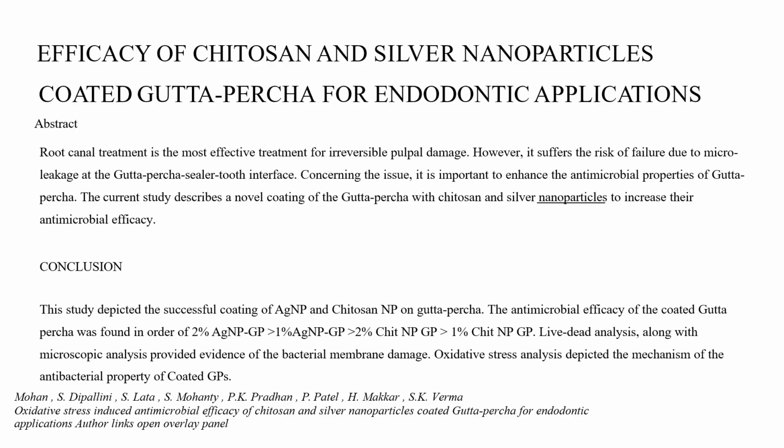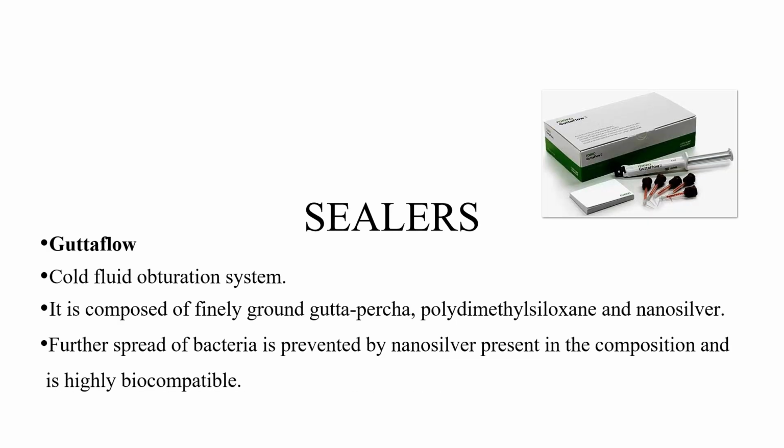This study is about the efficiency of chitosan and silver nanoparticle coated gutta-percha for endodontic application. Root canal treatment is the most effective treatment for irreversible pulp damage. However, it suffers the risk of failure due to microleakage at the gutta-percha sealer tooth interface. Considering this issue, it is important to enhance the antimicrobial properties of gutta-percha. This study concludes that the antimicrobial efficiency of the 2% coated gutta-percha was greater when compared to the others. Live dead analysis along with microscopic analysis provided evidence of bacterial membrane damage. Oxidative stress analysis depicts the antimicrobial mechanism of coated gutta-percha.